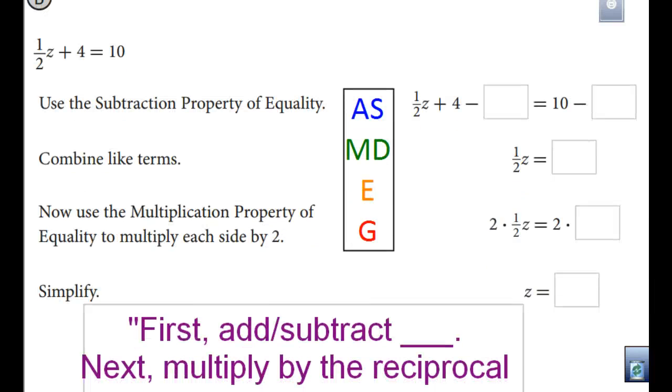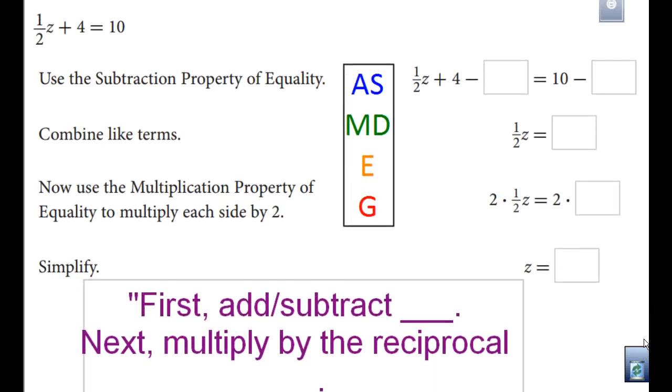Let's fill in one together. It says, use the subtraction property of equality. All right, what should we subtract on both sides? Yeah, 4. So you subtract 4 on both sides. Combine like terms, which also means simplify. So negative 4 plus 4 is 0. We'll see we don't have it there anymore. 10 minus 4 is 6.